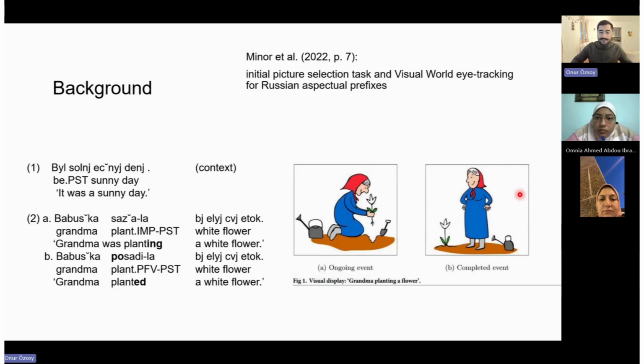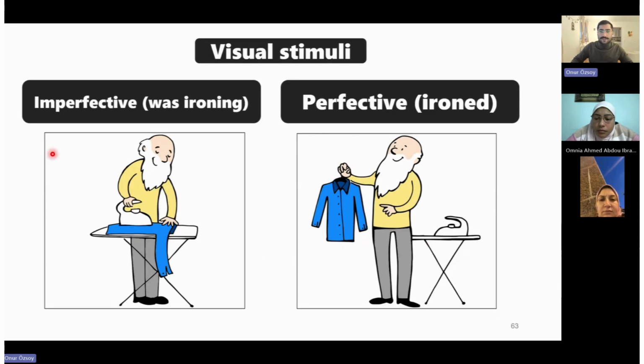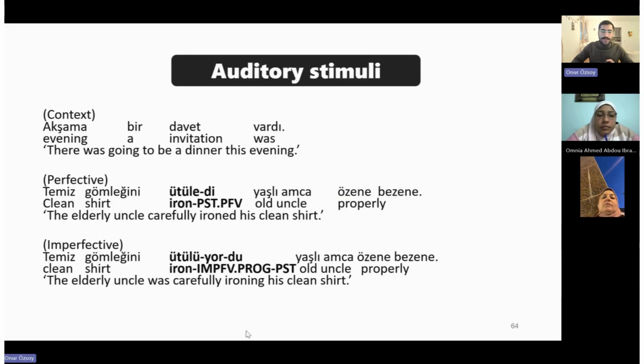So grandma planted the flower. So this is the contrast. Or you can have something like this, where grandpa was ironing the shirt, so he's actively doing it, or grandpa ironed the shirt, it's completed, right? And this is the difference between imperfective and perfective aspect. As I said, I believe Arabic also marks this. And the way this is marked in Turkish is the following.